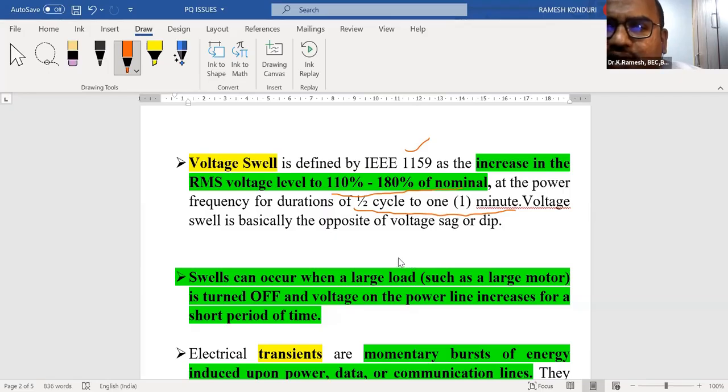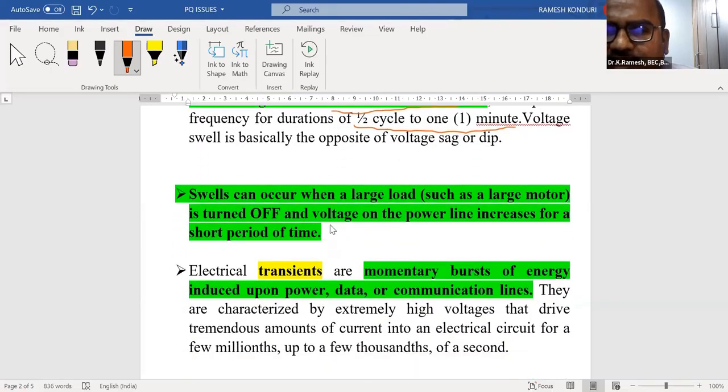A duration of half cycle, if it is a 50 Hz system, would be 10 milliseconds. During the course of 10 milliseconds to 1 minute, if the RMS voltage level of 110% to 180% is maintained, and that too the increase in the RMS voltage, then it is termed as voltage swell. This also comes under the power quality issues.